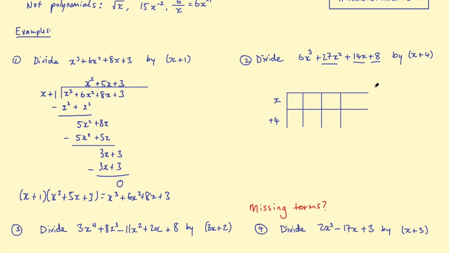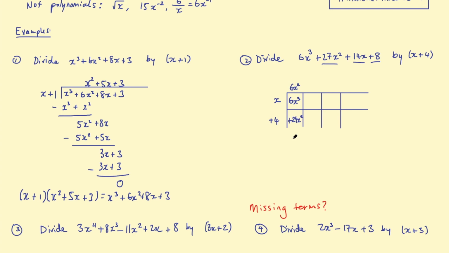And what you start off with here is writing the first term of our dividend. So the first term of this cubic is 6x cubed. That goes in the first box. And the first question you ask yourself is, what is this divided by x? So 6x cubed divided by x is 6x squared. And then multiply this term by plus 4. So 6x squared times plus 4 is plus 24x squared.